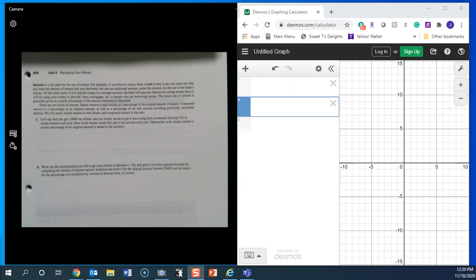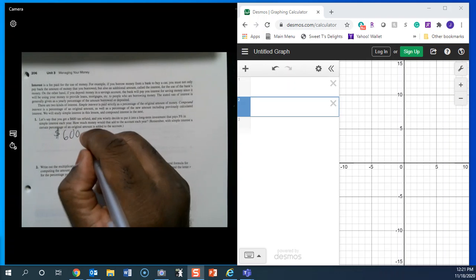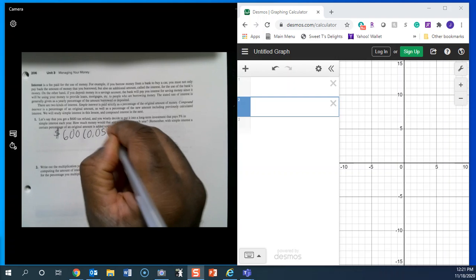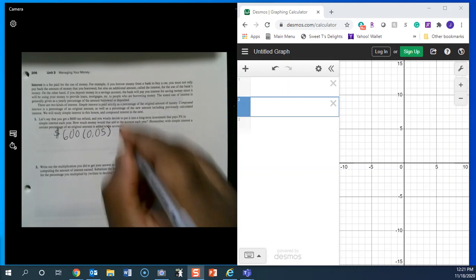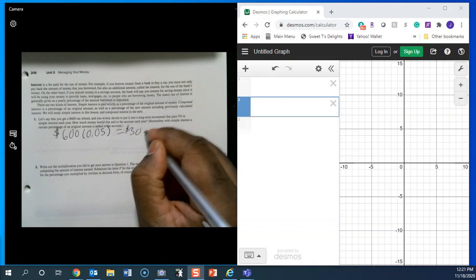Number one, let's say that you get a $600 tax refund and you wisely decide to put it into a long-term investment that pays 5% in simple interest each year. How much money would that add to the account each year? Remember, with simple interest, a certain percentage of an original amount is added to the account. So basically it goes like this. You have $600 you're investing, and it gives you 5% interest. We'll change that 5% to 0.05, and 600 times 0.05 will give us $30 each year.